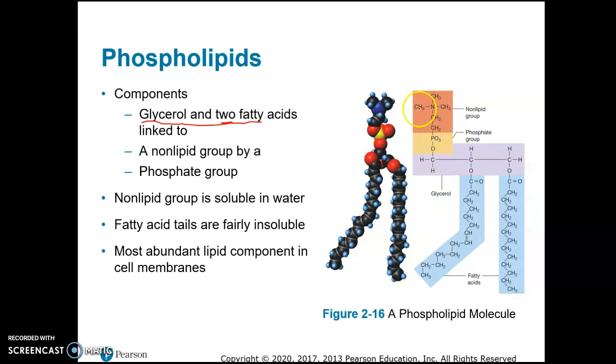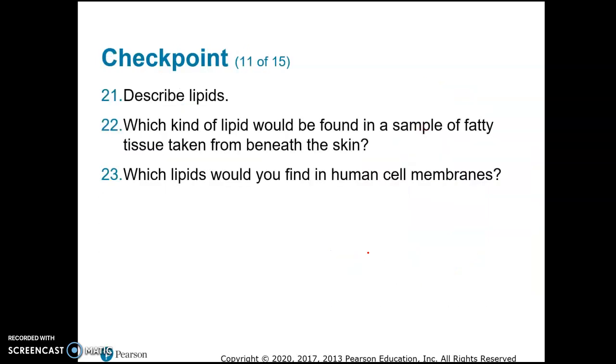So the phosphate head of the phospholipid is polar and soluble in water, and the fatty acid tails are nonpolar and lipid soluble. So the plasma membrane is composed of a bilayer of these phospholipids, where the heads face outward and the tails face inward toward each other. We will cover this a little bit more in chapter 3. But for now, just know that phospholipids are found in the plasma membrane of cells.